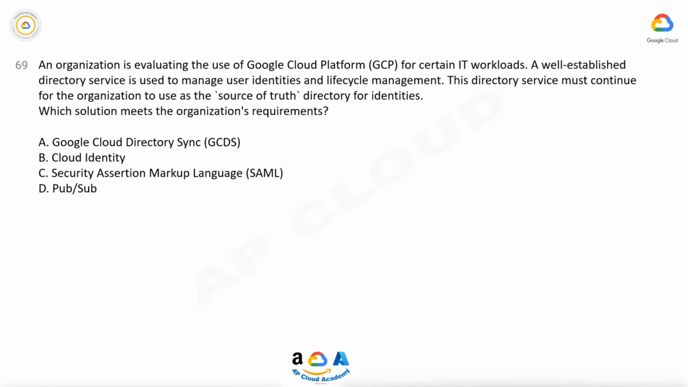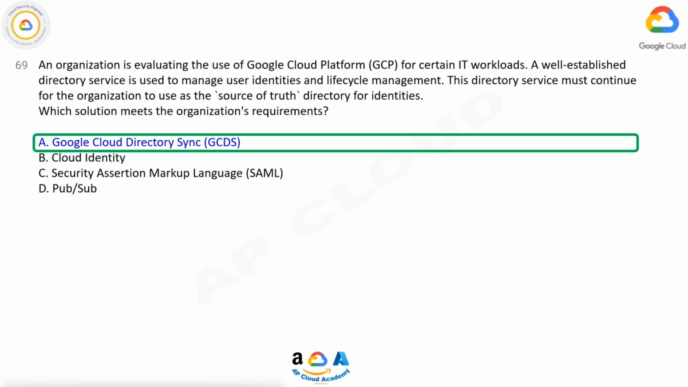A. Google Cloud Directory Sync, GCDS. B. Cloud Identity. C. Security Assertion Markup Language, SAML. D. Pub/Sub. Correct answer. A. Google Cloud Directory Sync, GCDS.